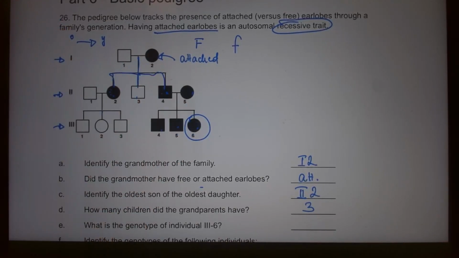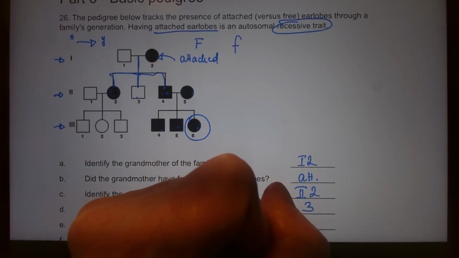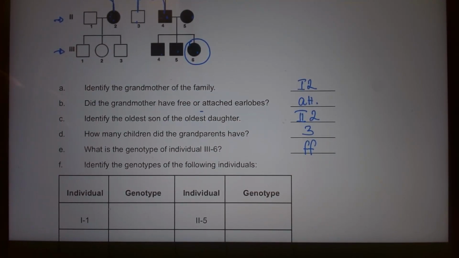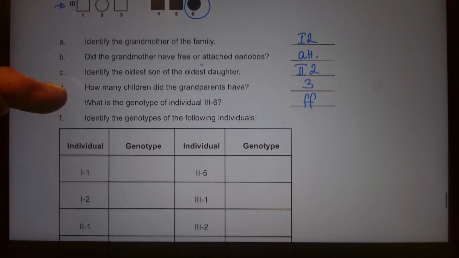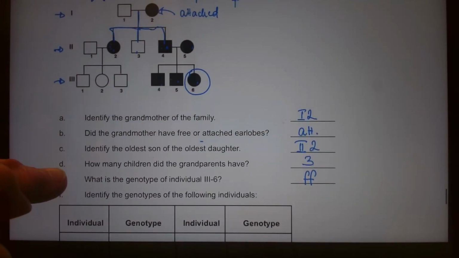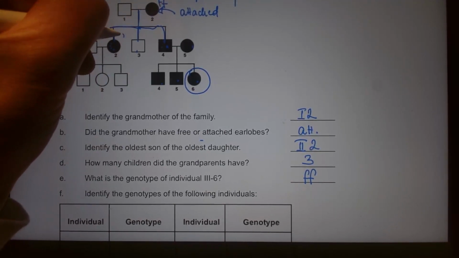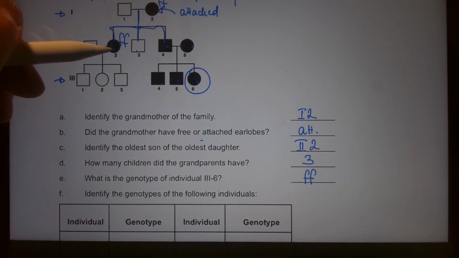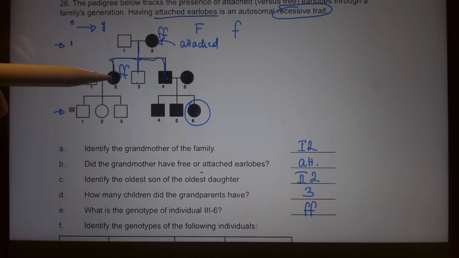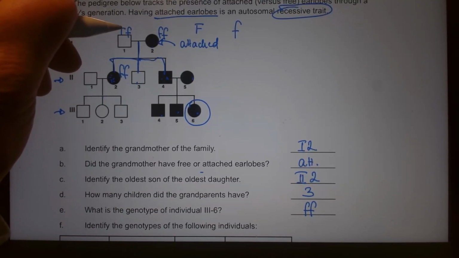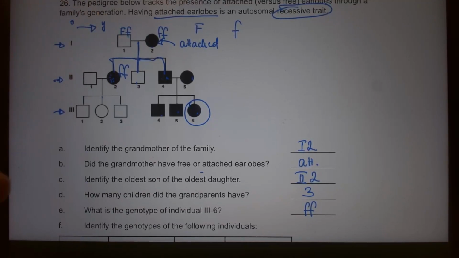What is the genotype of individual 3, 6? At this point, individual 6 contains lowercase f. Identify the genotype of the following individuals. Now, 1A, in order, so we know that this is FF and this is FF. In order for number 2 to get homozygous recessive alleles for that trait, number 1 has to have one lowercase f, but it doesn't show the trait, so it's going to be heterozygous.